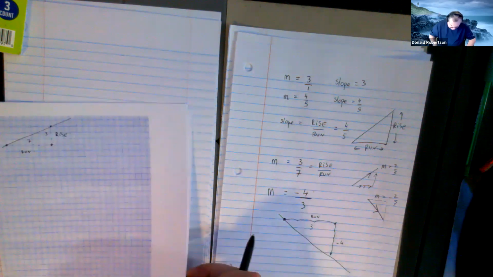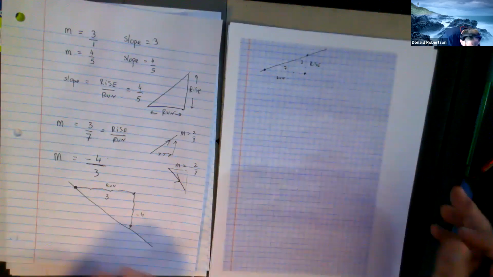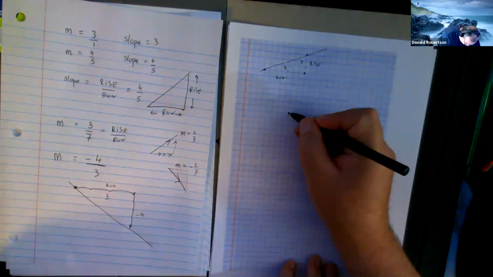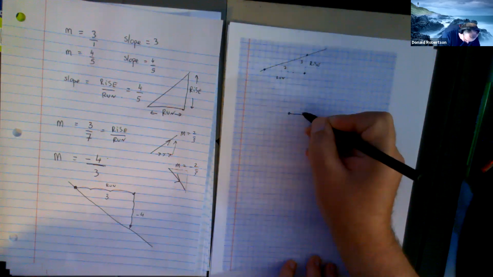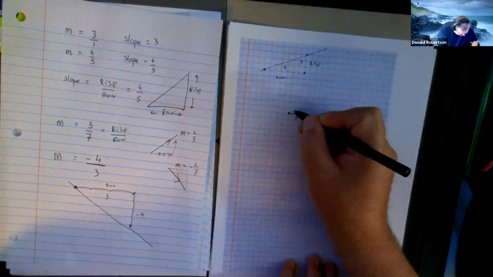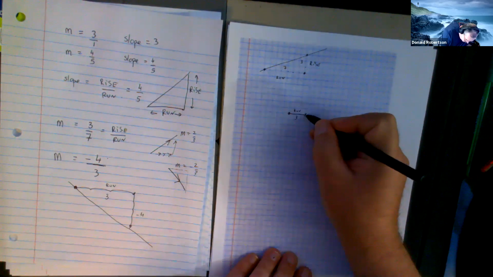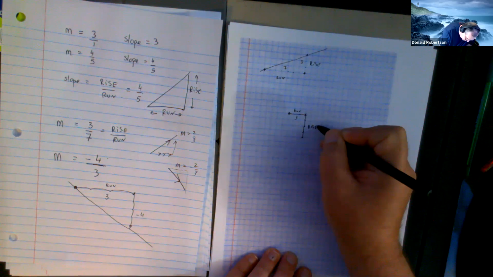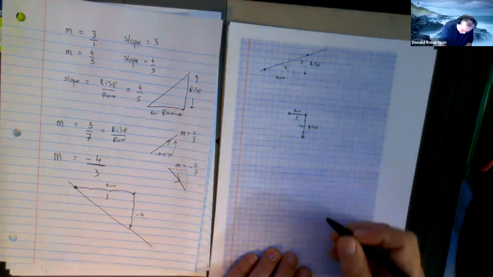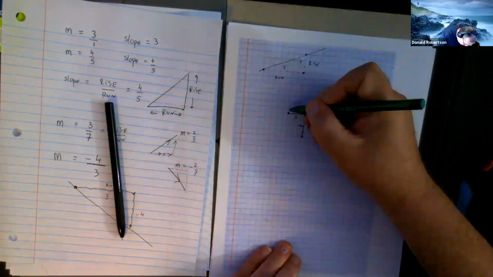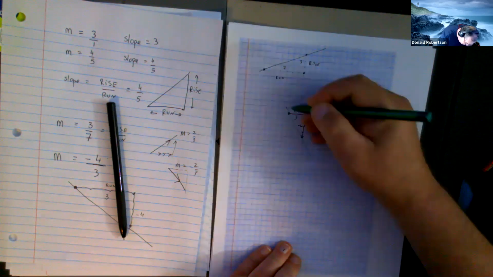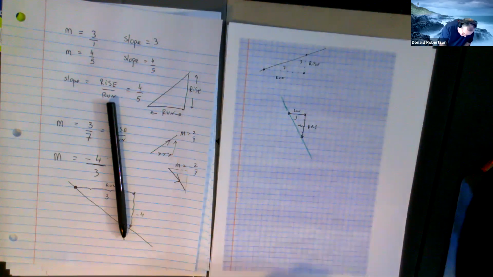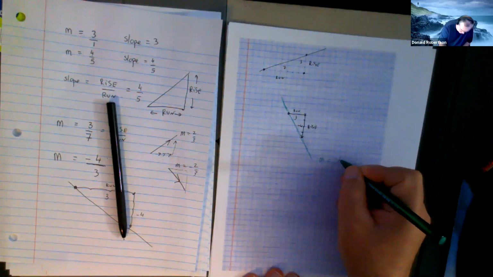Okay. Let me try and do negative 4/3 on square paper. I'll start here. The run is 3. 1, 2, 3. That gets me to here. That's my run. My rise is negative 4. Now you can see it's going downhill. Then you join the start to the finish. And that's what a line whose slope is negative 4/3 looks like.